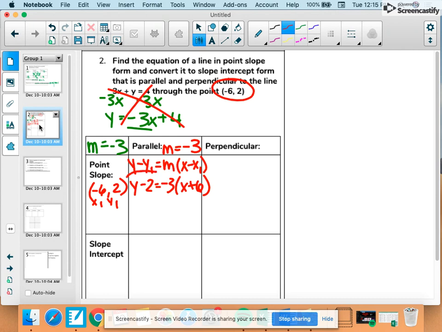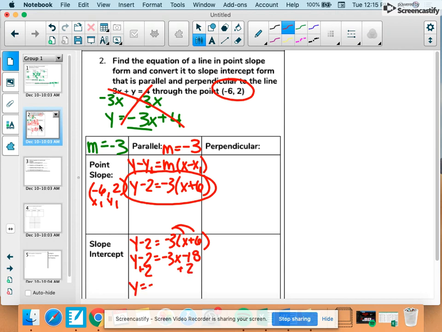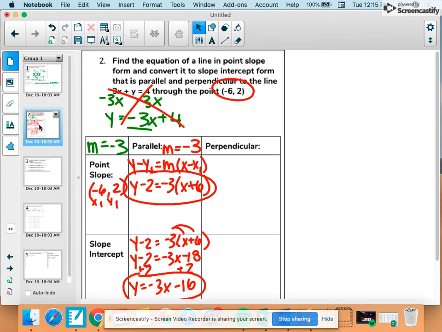Then to convert that to slope-intercept form, we distribute and solve for y. When we distribute that negative 3, we get negative 3x minus 18. Then we add 2 to both sides, so we get y equals negative 3x minus 16. So that's our slope-intercept form. Again, both those lines are parallel to the original line that was given.